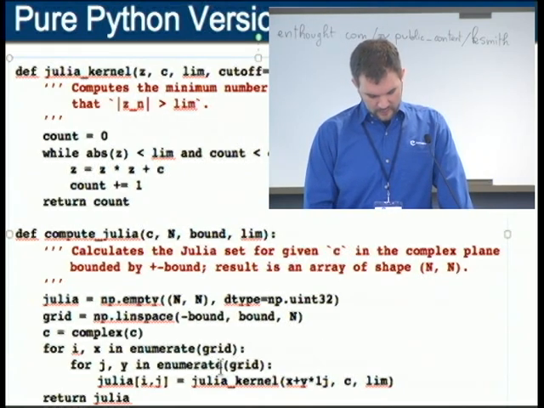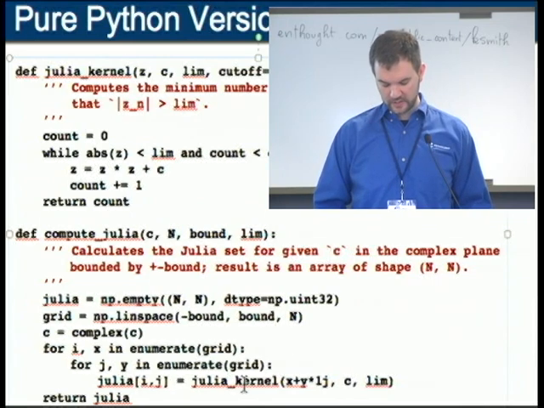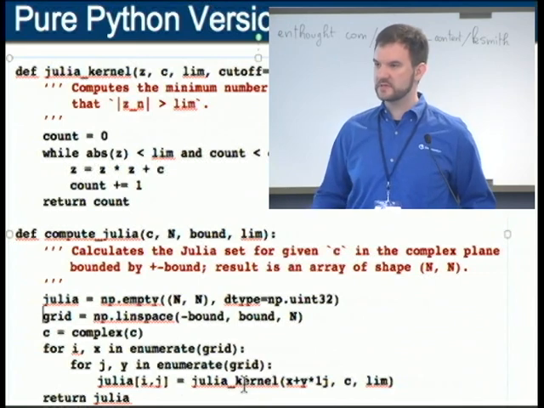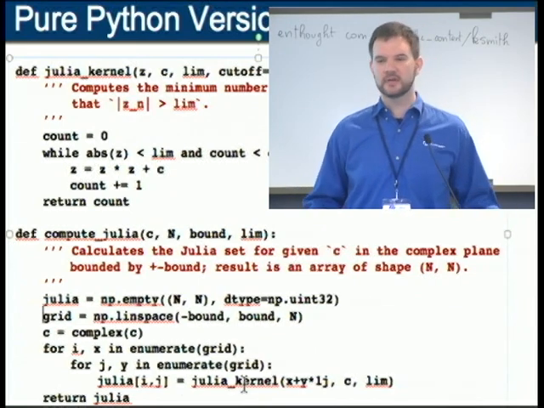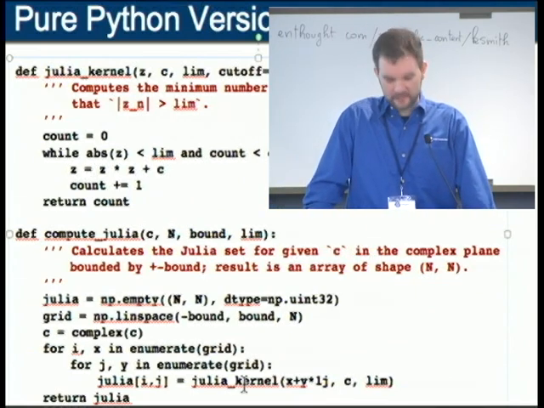For every location in our Julia array, we are calling the Julia kernel, and the result of that is now assigned to our Julia array. So, very simple calculation. Nested for loop, so it's ideal for trying to speed this up with NumPy and Cython, things like that.